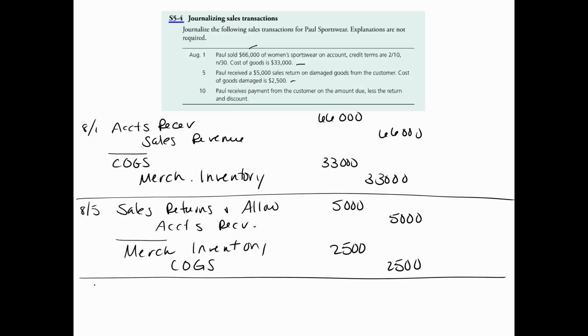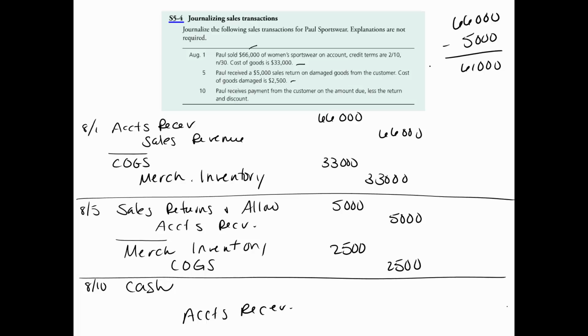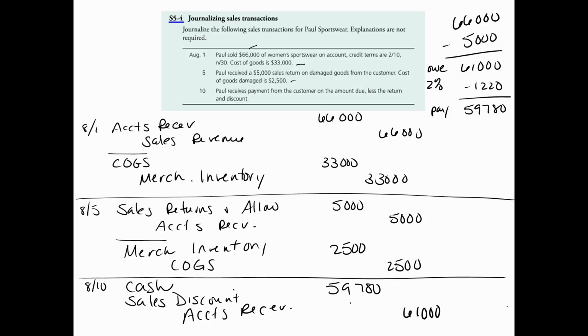And then on the 10th, they pay me. So I know I'm going to debit cash, and I know I'm going to credit accounts receivable. So let's see, they owed me $66,000 originally. Then they returned $5,000 of it. So the total amount that they owe me right now is $61,000. But they're going to take a discount, right? They're going to take a 2% discount. So 2% of $61,000, what they still have, is 1,220. So that means what they're going to pay me is $59,780. So that's what they're going to pay me in cash. So the accounts receivable says they owe 61, but the cash I'm going to receive is the $59,780. But I need to debit accounts receivable for the whole $61,000. So the difference between the two goes to that account, sales discounts, and that's for the 1,220.